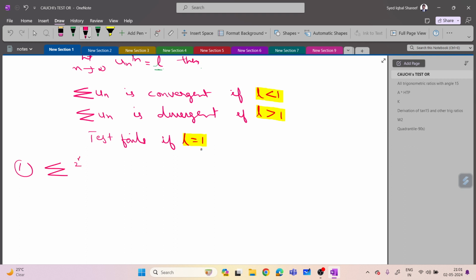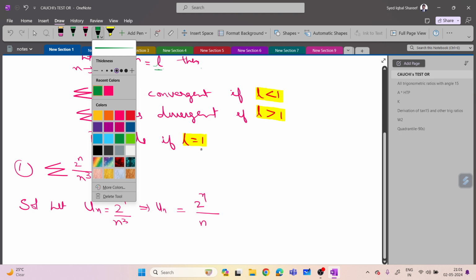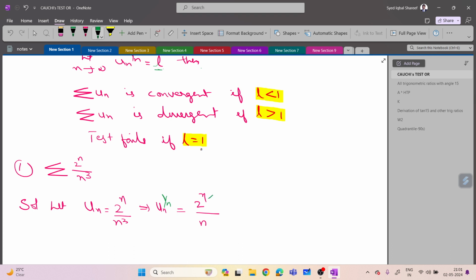Find the limit of 2 to the power of n by n cube. Solution: let un equal to 2 to the power of n by n cube. Now un to the power of 1 by n. If you take 1 by n, this will be 2 to the power of n to the 1 by n, and this will be n to the 1 by n whole cube.